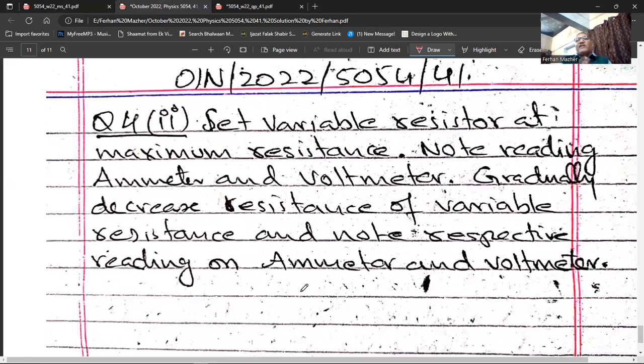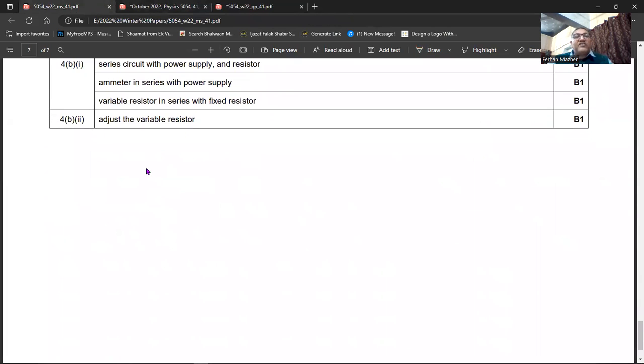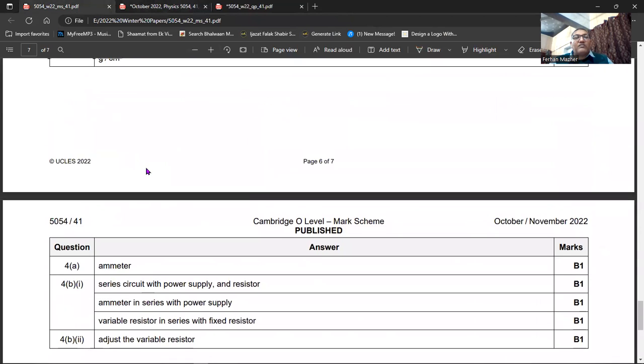Okay, so in this way you can get several sets of readings of the ammeter and the corresponding values on the voltmeter. Set the variable resistor at maximum resistance. Note the readings on the ammeter and voltmeter. Gradually decrease the resistance of the variable resistor. This word is resistor. And note the respective readings on the ammeter and the voltmeter. So adjust the variable resistor. So that is what we were talking about.